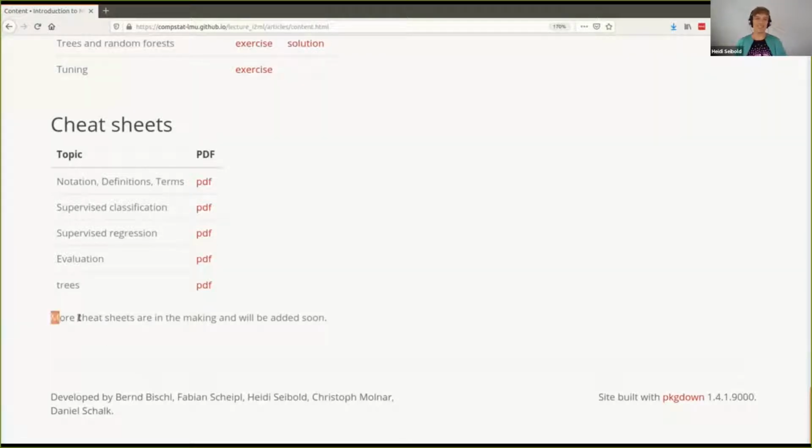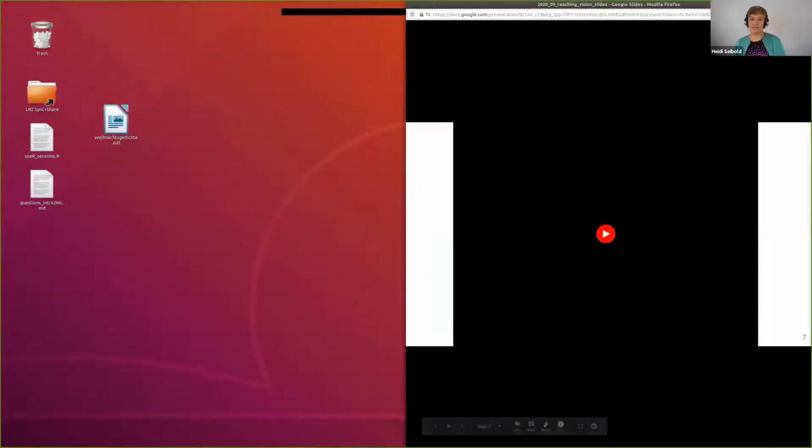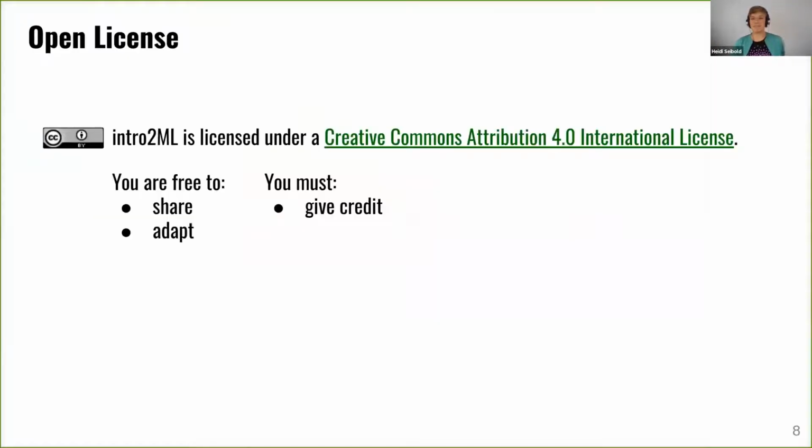These cheat sheets are there for students to understand the core concepts and the core ideas a little better, and they're there to have a reference to look things up as well. And there's content being continuously developed.